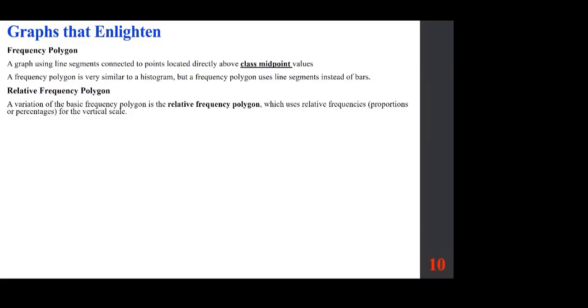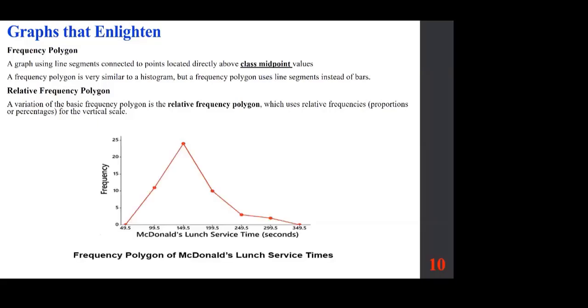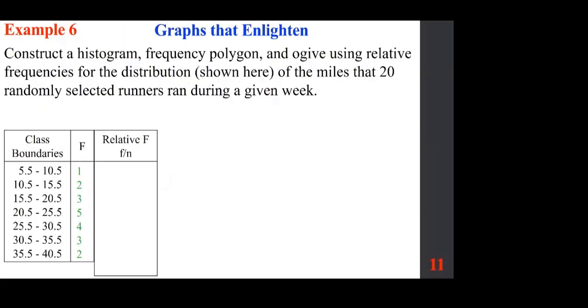A variation of the basic frequency polygon is the relative frequency polygon, which uses relative frequencies, proportions, or percentages for the vertical scale. This is an example of a graph. Let's look at an actual example to see how we go through the process. First, let's come up with the histogram. I don't think anybody has any problem with that.